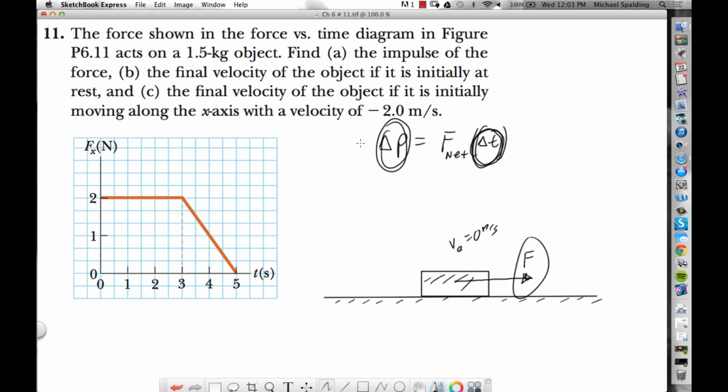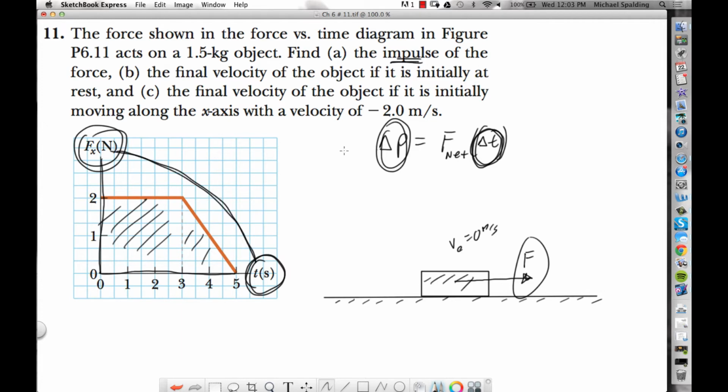Now, first question here. The impulse of the force. So what do they mean by impulse? Impulse, they want what? Momentum. Change of momentum. So if you have a force versus time graph, the area under the graph is going to be what? How do you calculate area? You go base multiplied by height. If you multiply force by time together, look right here. Force multiplied by time gives what?